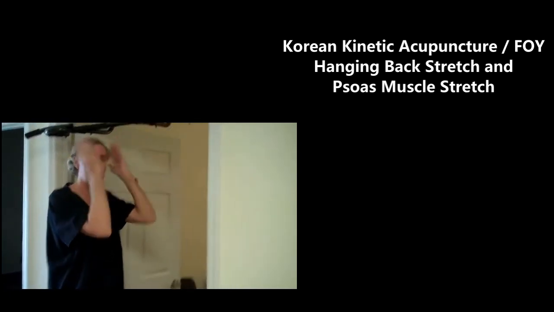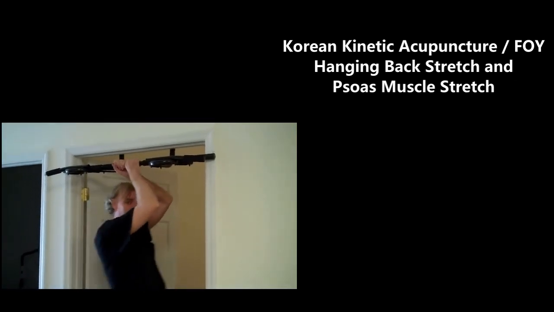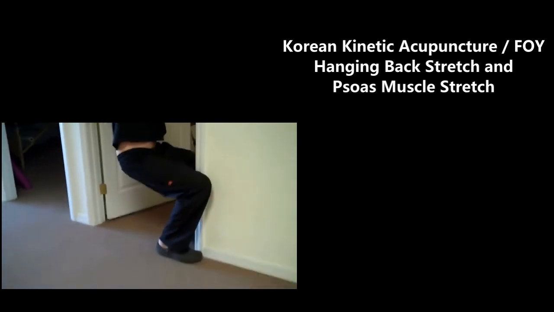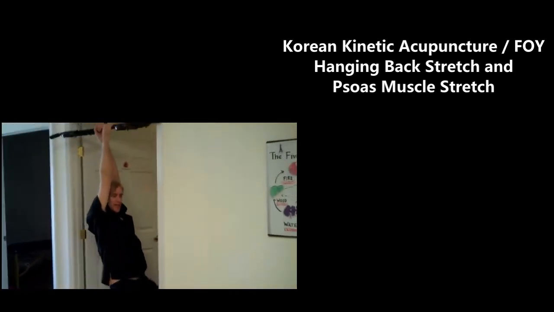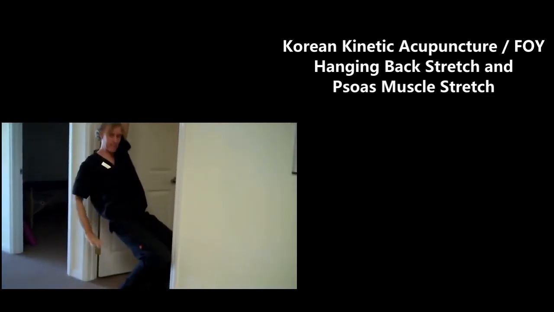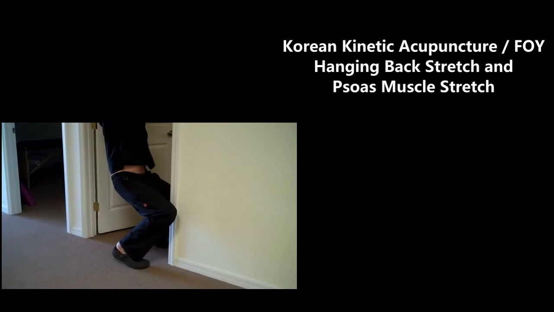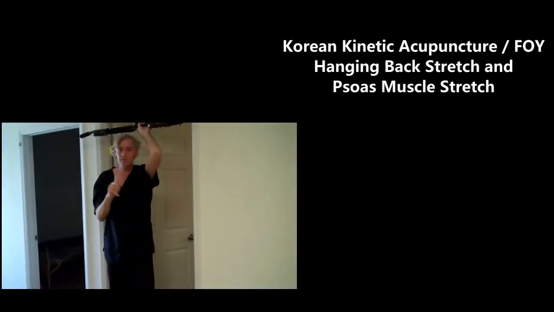I'm standing parallel with the bar. I grab it, I walk my feet in front, and then I just fall back. And I'm just letting the weight of gravity pull and stretch my lower back to the ground. We're just using gravity to pull and stretch. This was stretch number 1.